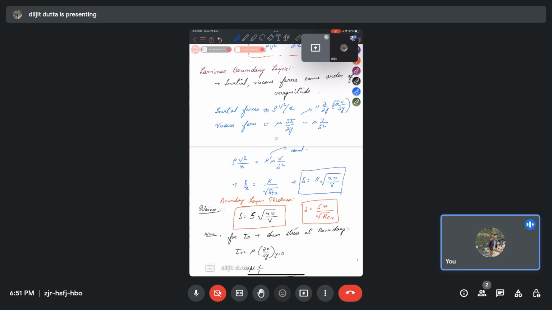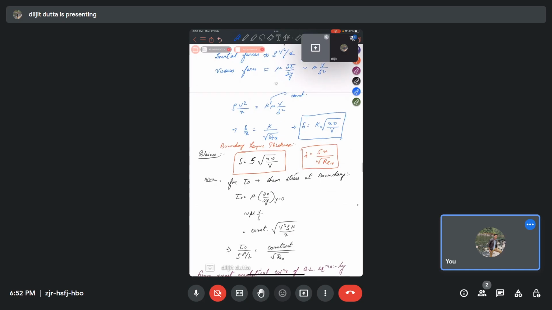Now Blasius did some experiments on the boundary layer, and based on experimental results he obtained that delta is approximately 5 into x by root Re x. So the boundary layer thickness at a distance x from the leading edge is given as 5 into x by root Re x. This is given by Blasius, based on the experiments that he performed.